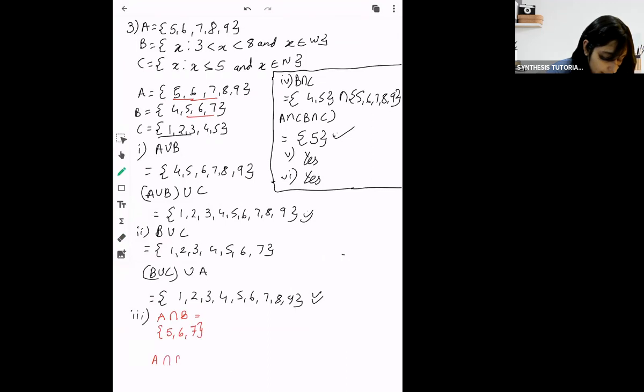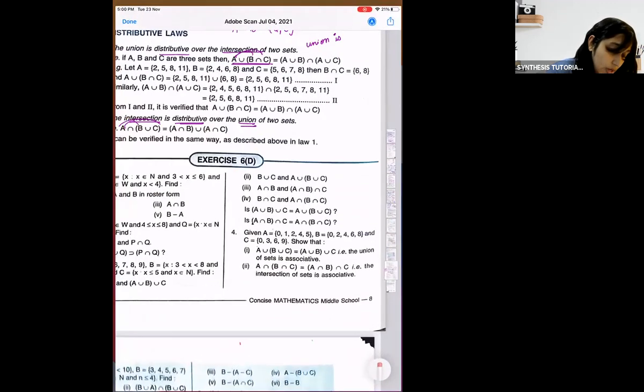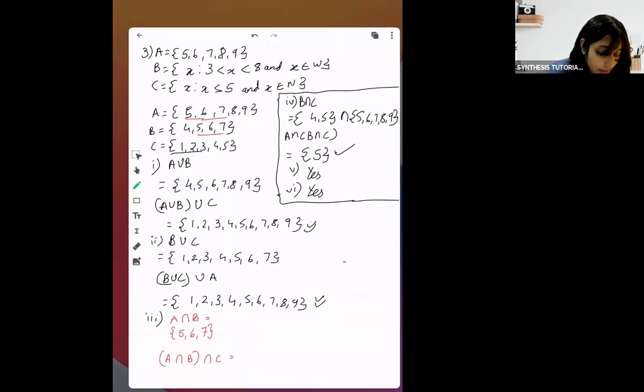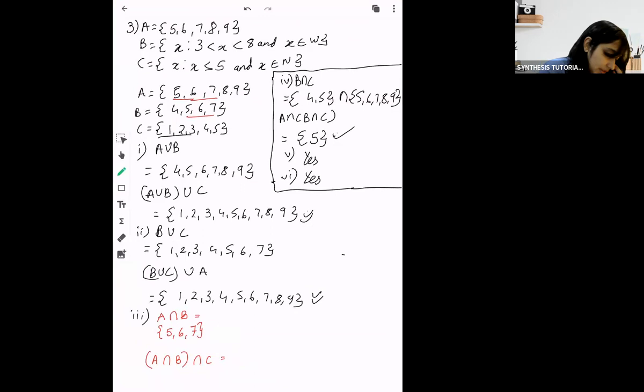Now A intersection B intersection C, is that right? Is that what we are supposed to do? Yeah, right. Third one is A intersection B and then A intersection B का intersection C के साथ करना है. Okay, so A intersection B is 5, 6, 7. And what is C? 1, 2, 3, 4, 5. So what are the common elements? Just the number 5, right? Only 5 is common between these two.